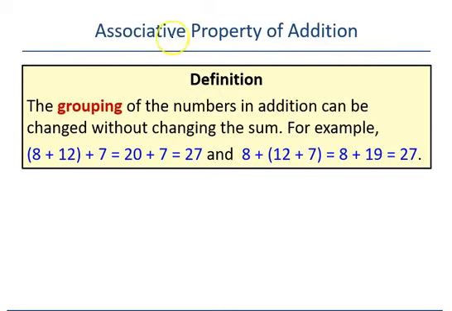Let's continue on. Now we've got the associative property of addition. This just means grouping, okay? The grouping of the numbers in addition can be changed without changing the sum. Notice I've got 8 plus 12 here grouped together, then plus 7 equals 20, plus 7 equals 27. Well, notice over here I've got the 12 plus 7 grouped. Well, when I do that, I get 8 plus 19. I still get the 27. Like I said, don't get hung up on these, okay? They're going to click in, okay? And even I sometimes just tend to forget them every once in a while. But it is a good property to understand about addition.